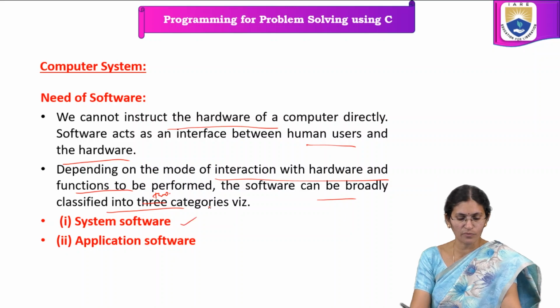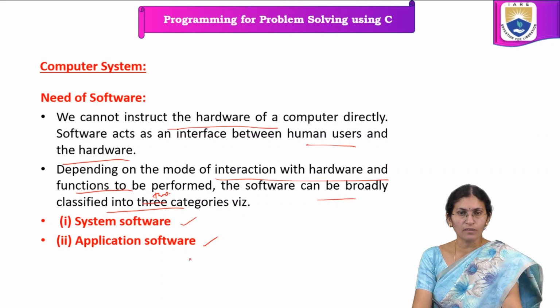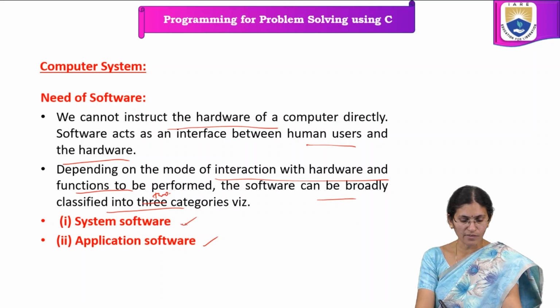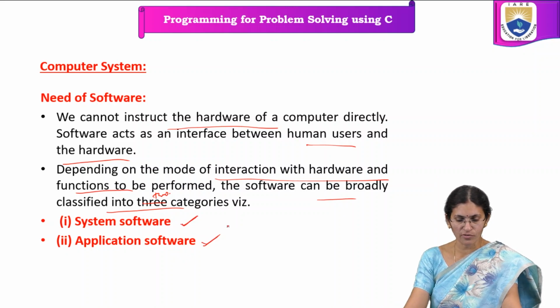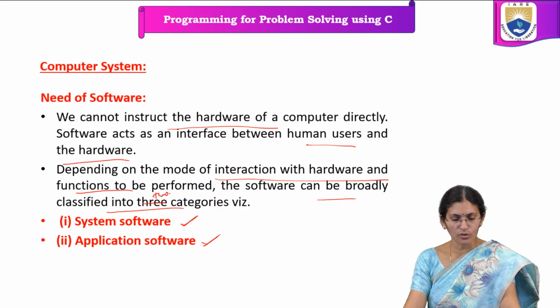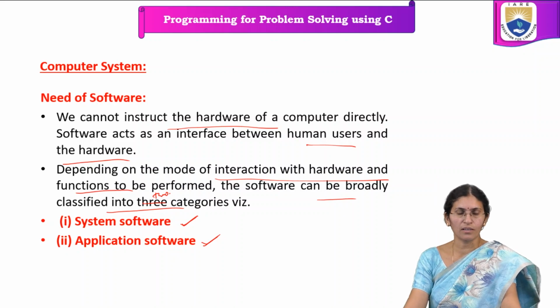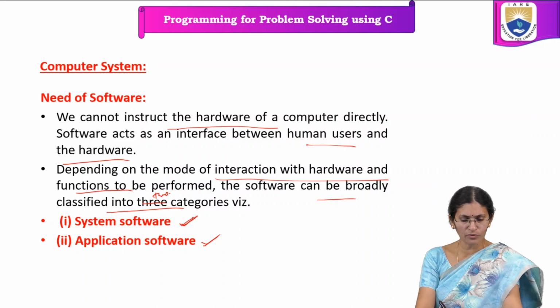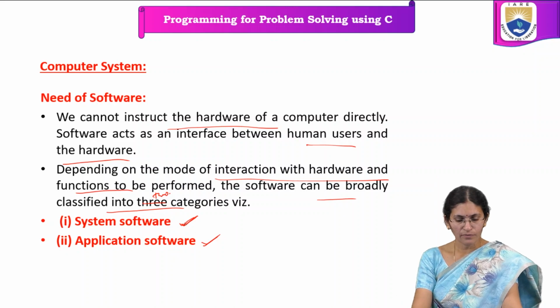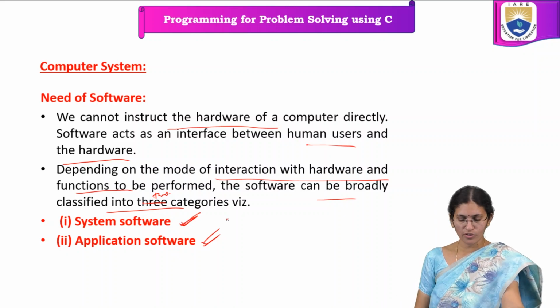The first one is system software. The next one is application software. We'll discuss each one in detail. Thus we can see that the need for software is that it acts as an interface between the user and the hardware. So coming to the classification of software, we have system software and application software.